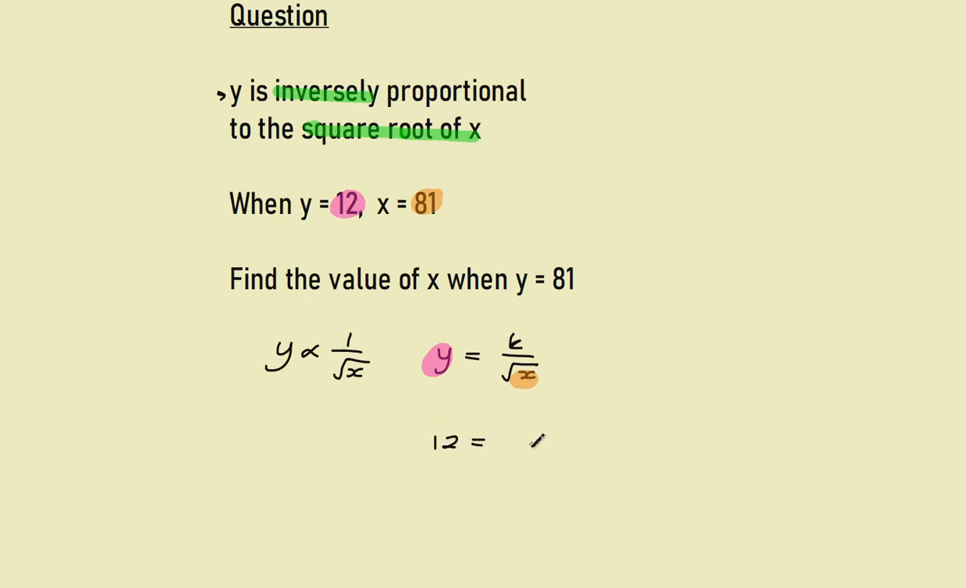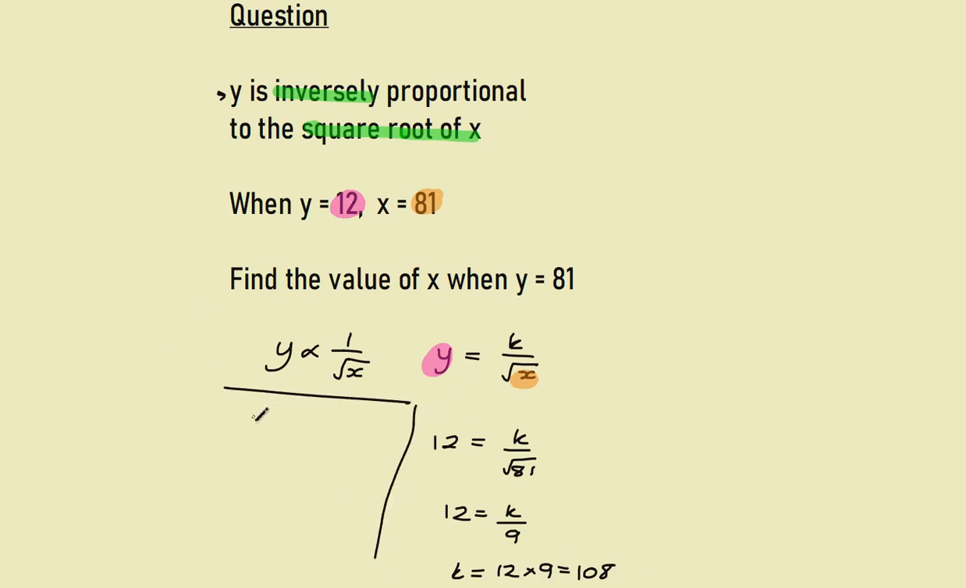So 12 equals the constant divided by the square root of 81. So 12 equals k over 9. Therefore, k is going to be 12 multiplied by 9. 12 times 9, which is 108. So from that, we've now got our formula. Our formula is y equals 108 over the square root of x. So I've literally just put in the 108 in place of our constant, okay, up here.